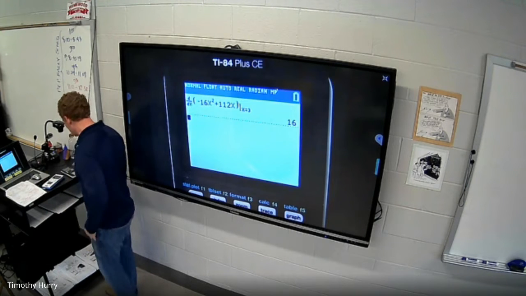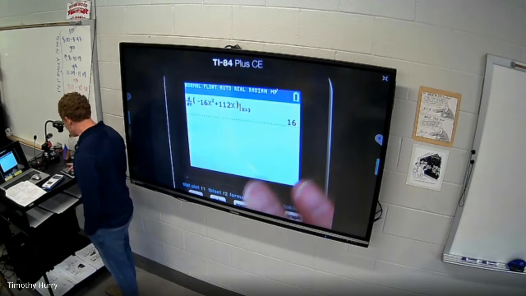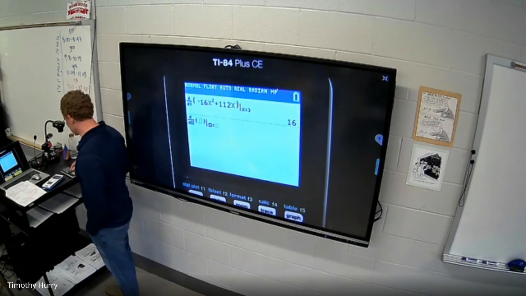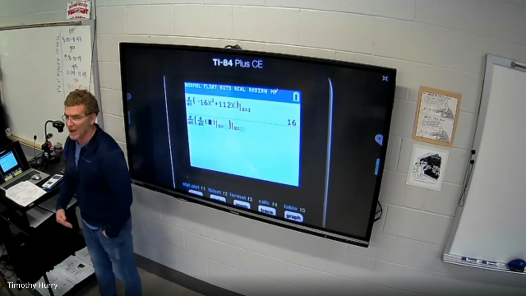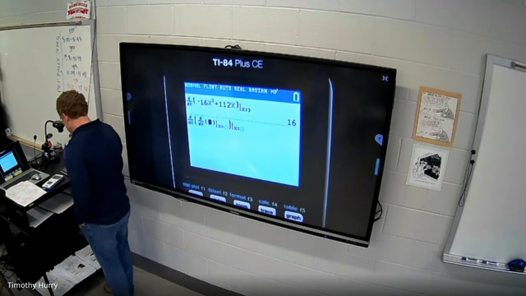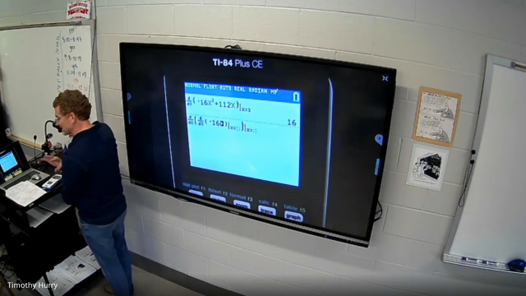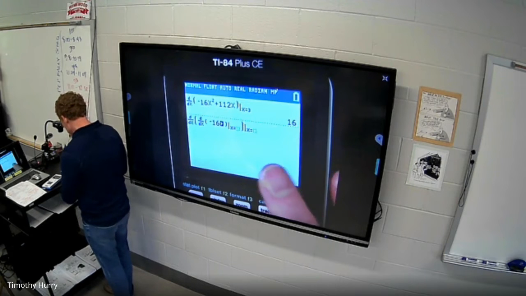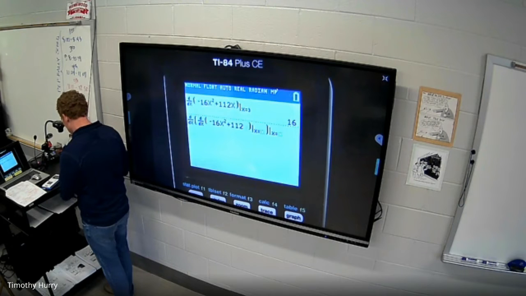So watch. I'm going to have to go math 8 for the first derivative at x. And then I'm going to go math 8 again and put another x in there. So I'm going to take the derivative of the derivative, and then I'm going to type in my function. So this is how I would do acceleration if it asked me. It didn't ask me, but if it did. Plug in my negative 16x squared plus 112x, okay?